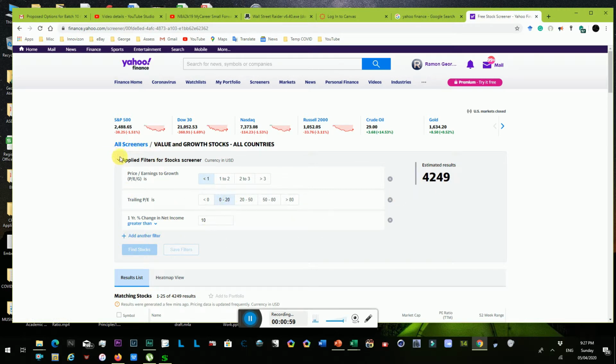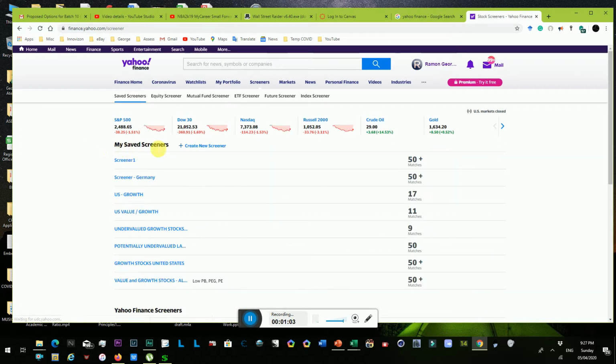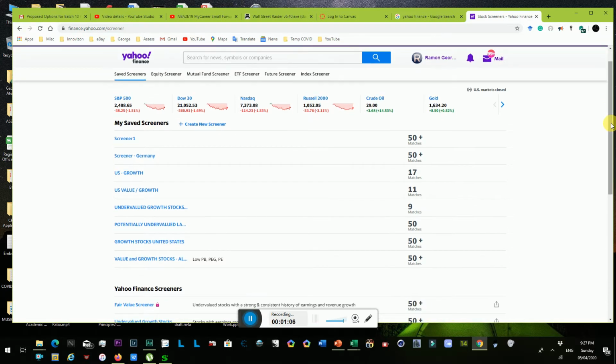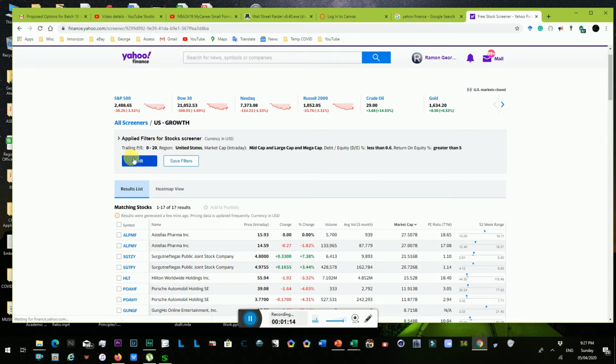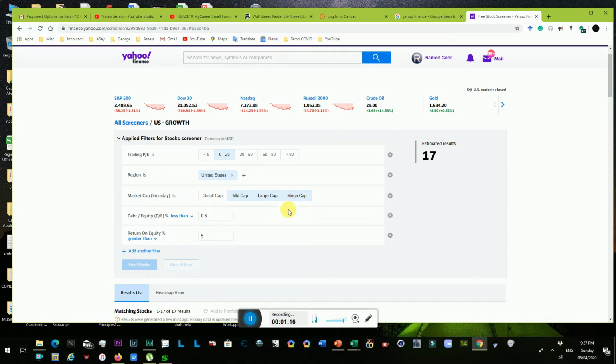So let's look at the screeners that I have. These are my saved screeners. I have a screener in Germany. I have US growth. So these are companies that are trading in the US. The region is US. Trading PE is still below 20. I like it to be below 20.